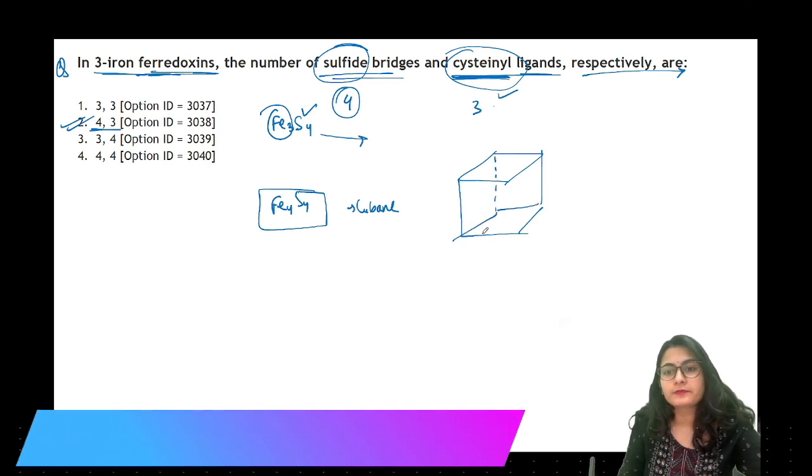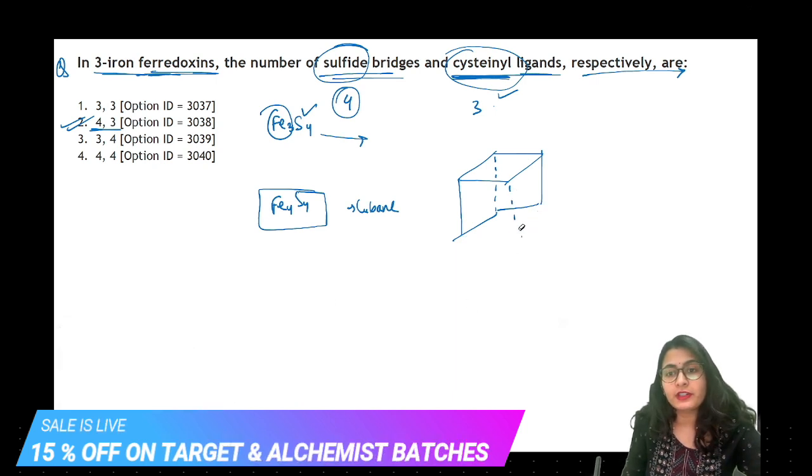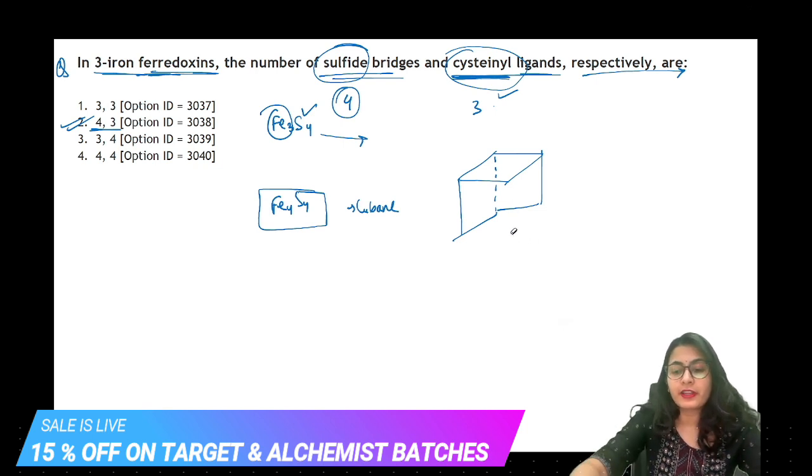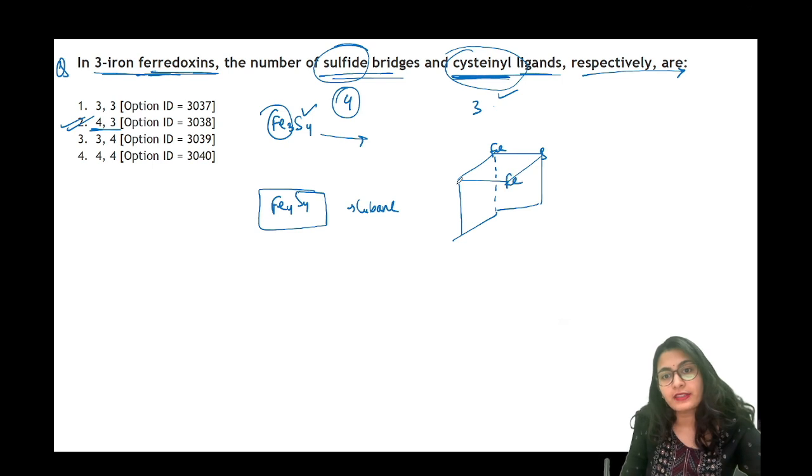Alright. So let's say if the structure is actually like this, I will just remove one of the vertex from over here and then I will draw. So iron, sulfur, again iron, again sulfur, again iron. So how many iron? 1, 2, 3, 4. All right, and 1, 2, 3 sulfur.